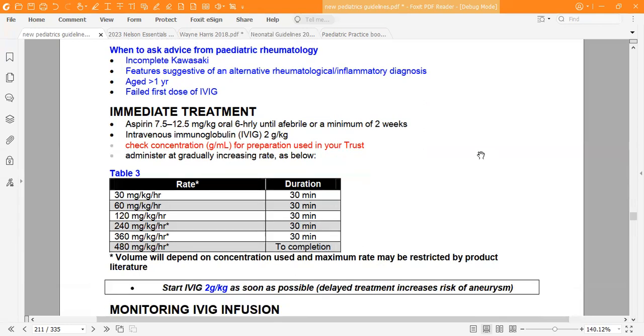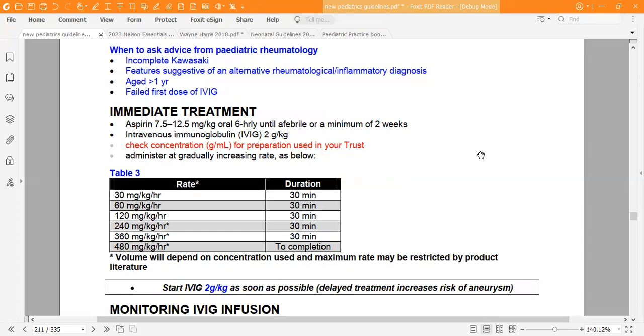If we have confirmed that we have a patient with Kawasaki disease and he is fulfilling the criteria, you have to start immediate treatment with aspirin, 7.5 to 12.5 milligram per kg orally 6 hourly until afebrile, or a minimum of 2 weeks. So you have to start with the aspirin dose. That's the first thing that you have to do.